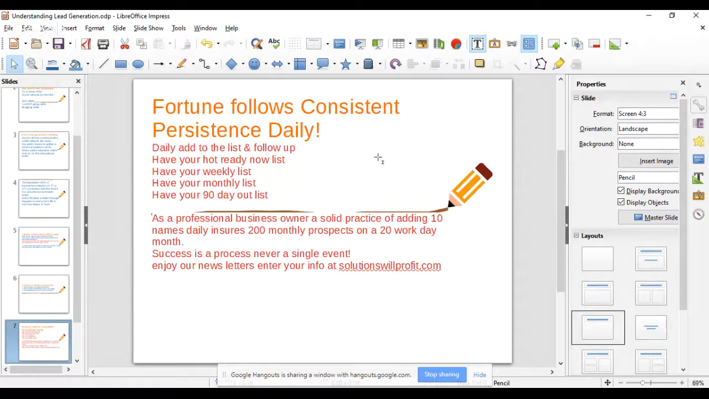And always remember this, that as a professional business owner, a solid practice of adding 10 names daily ensures 200 monthly prospects on a 20 workday month. You see, folks, success is a process. It's never a single event.